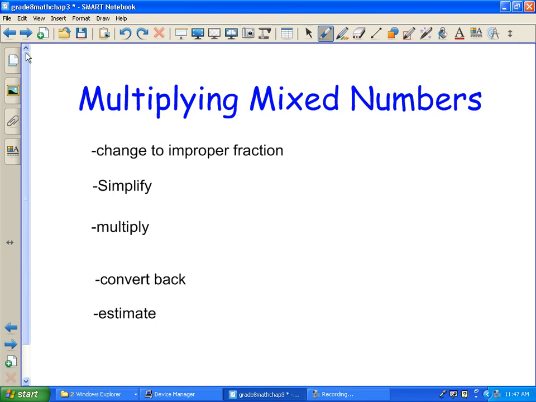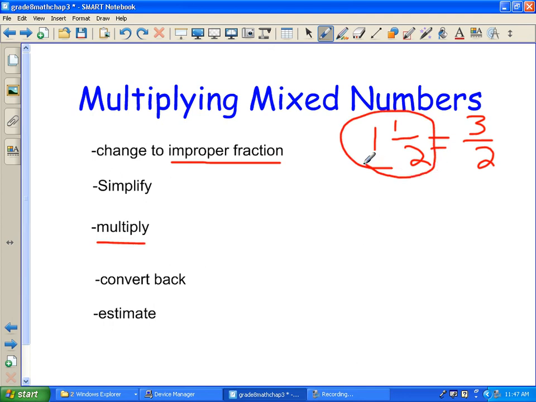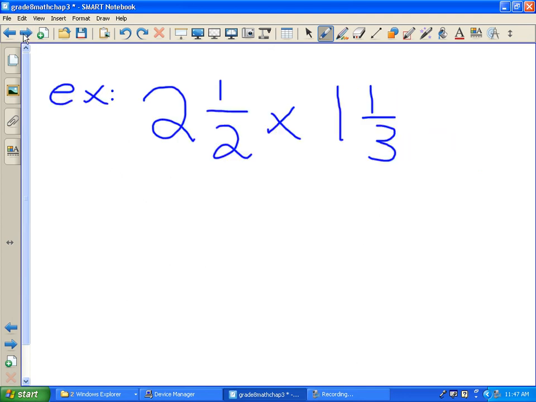Now when you're multiplying mixed numbers, remember mixed numbers would be like 1 1/2, so it's got a whole number in front of it and a fraction after. We've got to change it to an improper fraction. So, for example, 1 1/2 really means 3/2, because 2 times 1 is 2, plus 1 more is 3, so we get 3/2. Then, after we've simplified it as low as it can go, we multiply it and then change it back to a mixed number. So let's give it a shot.